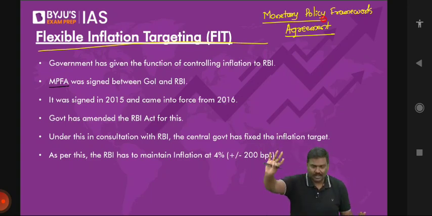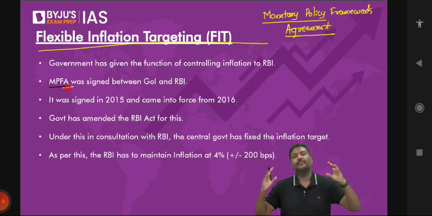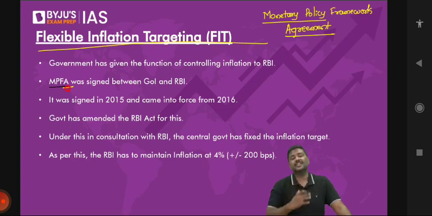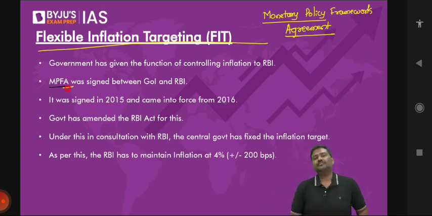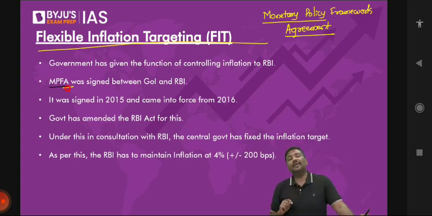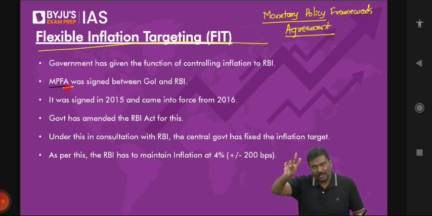So back in 2015, an agreement was signed between the government and RBI, and from 2016 it has come into force. Now, what is there in the agreement? Point number one: RBI will be given the duty of controlling inflation. But who will decide what the target for RBI should be? The rate is decided by the Government of India in consultation with RBI. That's point number two. The inflation rate given as a target to RBI is decided by the government in consultation with RBI.